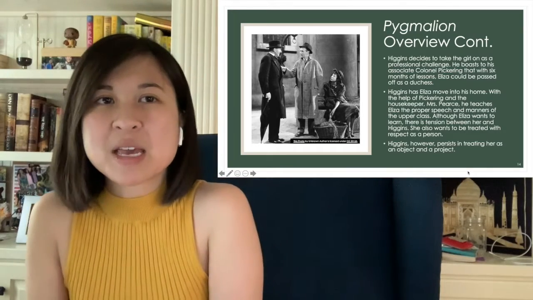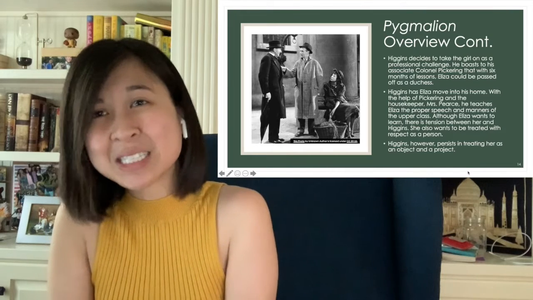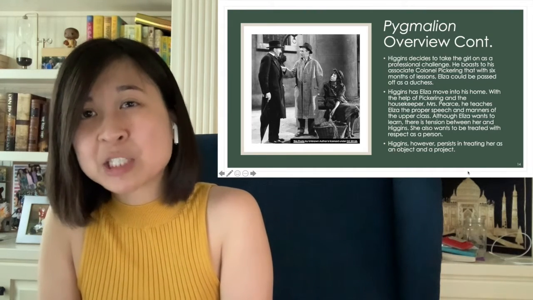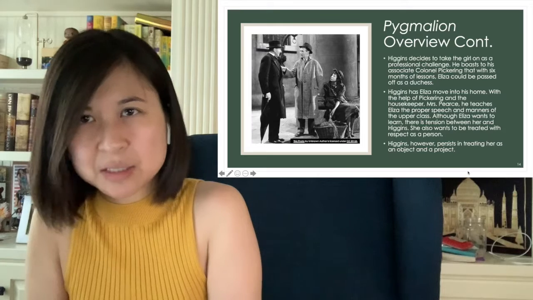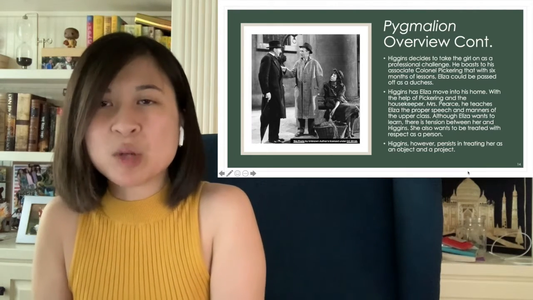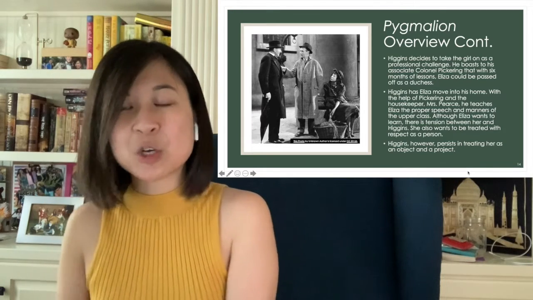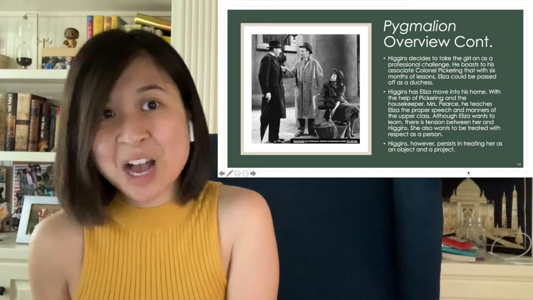But essentially, he takes a bet with his friend Colonel Pickering. He says, you know what? In 6 months, I can pass her off as a duchess. Not just a flower girl in a shop, but a duchess. She will act in a way where people will assume that she's a duchess. And so here you see this idea of appearance versus reality.